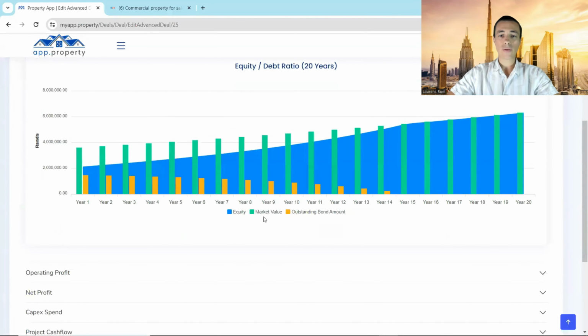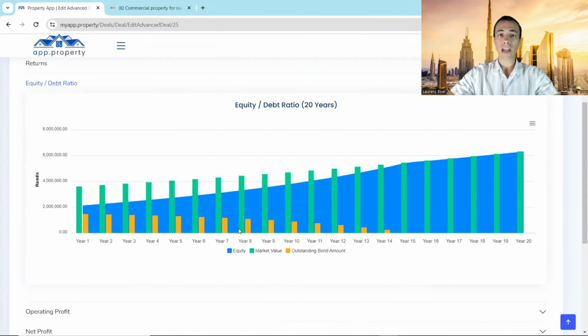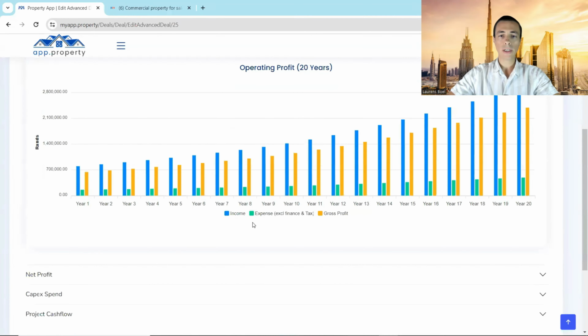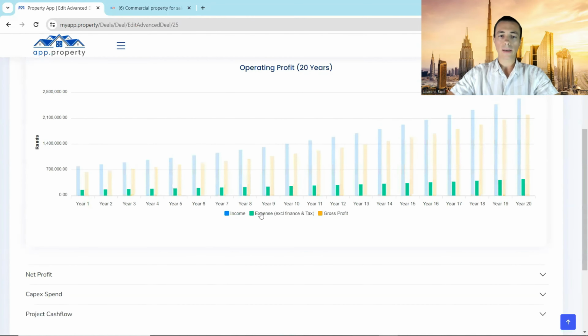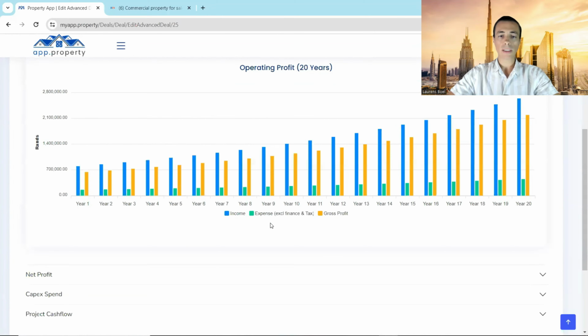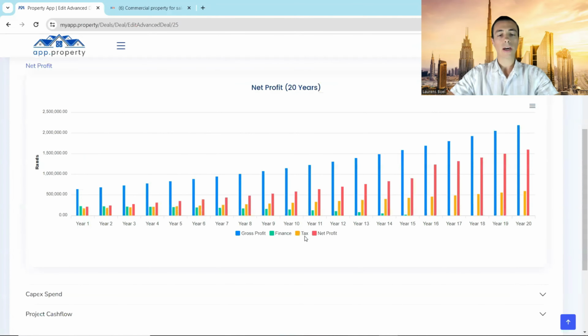Your equity to debt ratio, which is showing the growth or the value of your property in comparison to your debt. Because you're taking a 15-year loan, you'll see that after 15 years, your debt is finished and the value of the property is growing at the 3% cap rate. Operating profit, which is showing you a nice split of your income, expenses, excluding finance and tax, and your gross profit. Your net profit is taking into account finance and tax and showing you what your net profit would be year on year for 20 years.